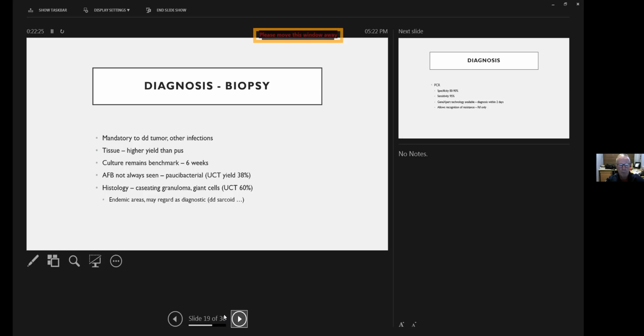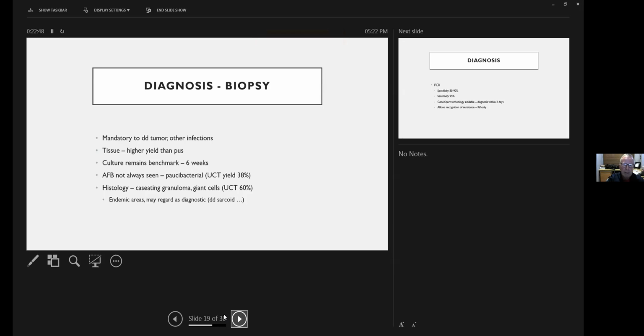Okay, let's talk about biopsy. So biopsy is mandatory because you need to do a biopsy to differentiate tumor and other infections. Okay, and if you do a biopsy, then your tissue has a higher yield than pus. So if you can send tissue away, that's good. Culture remains your benchmark, but it takes 6 weeks to get a culture.